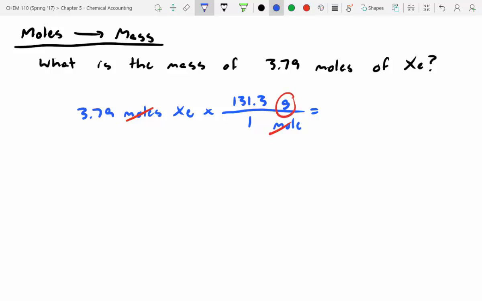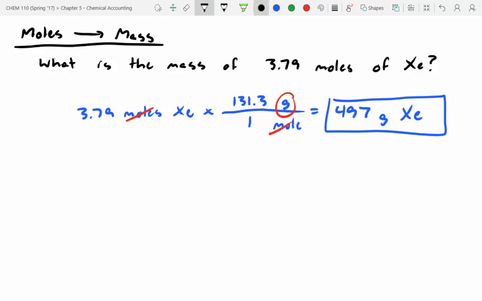Does anybody want to help me out with the math here? 497? Okay, so 497 grams of Xe. Make sense? The biggest obstacle I see students running into is they put the 131.3 on the bottom instead of the top. So make sure you're keeping track of where the mass number is at. The larger number should go with the grams. All right, let's try a harder one.